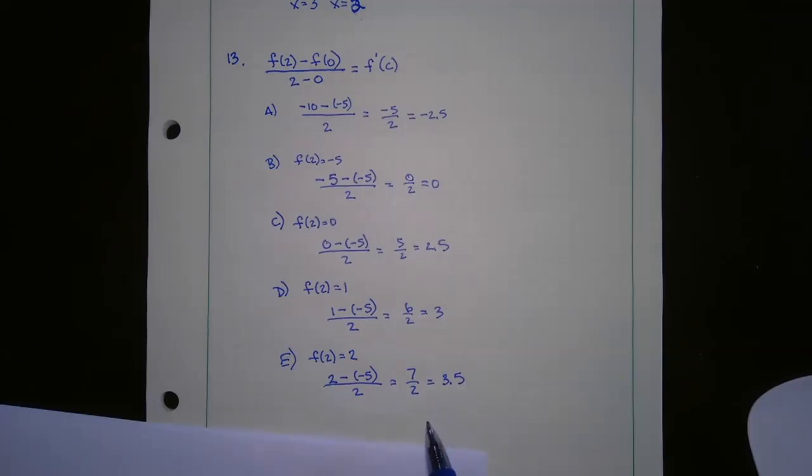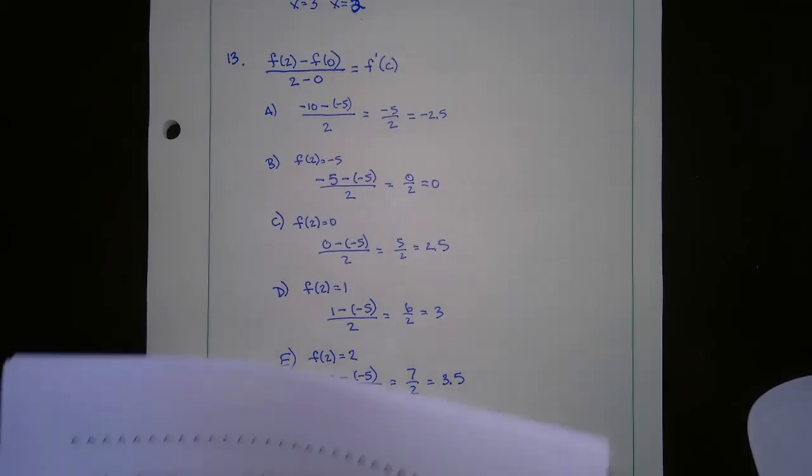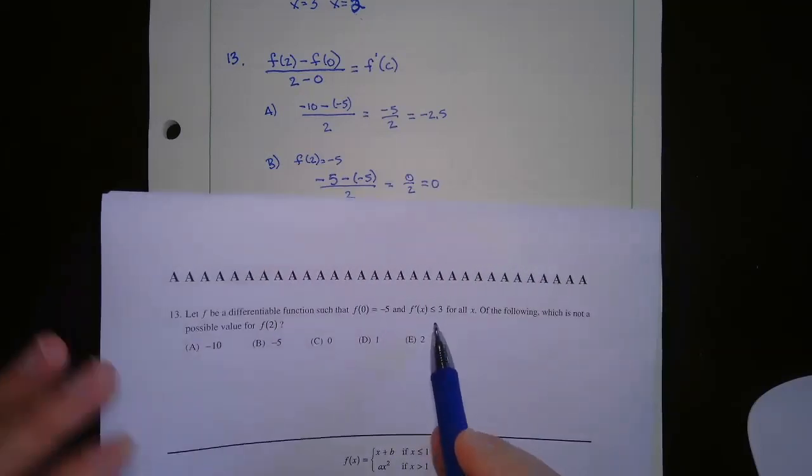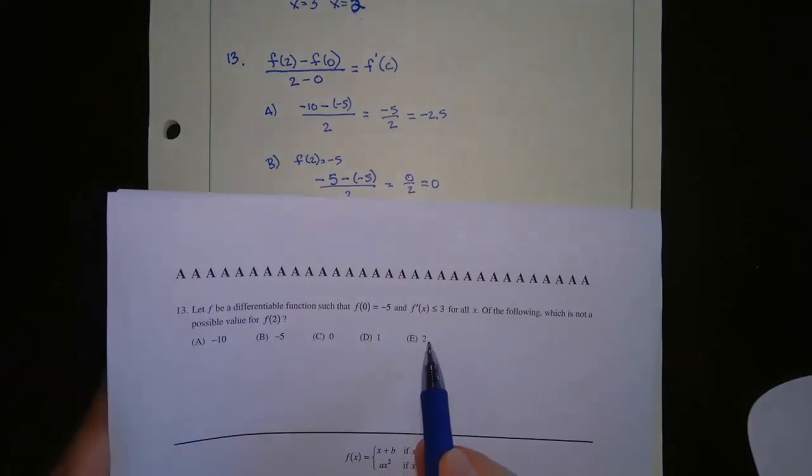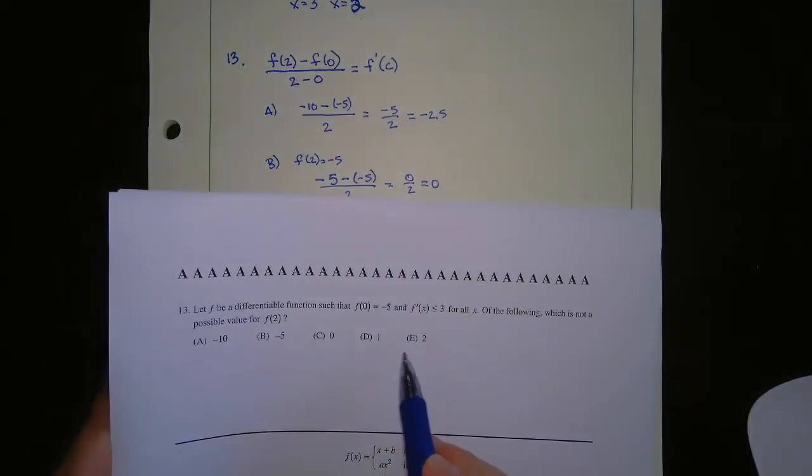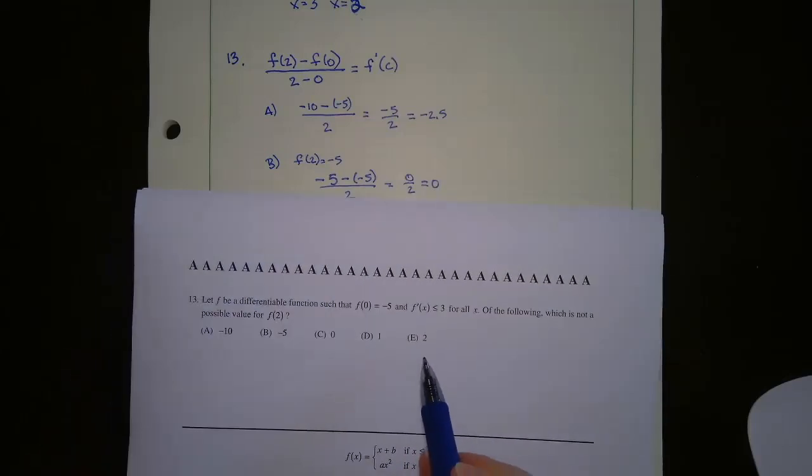Well, what does it say? It says that all the derivatives for x have to be less than or equal to 3. So the only one that it can't be is this one right here, which is f of 2 cannot be 2, because we'd have to have a derivative that's bigger than this value right here. Okay, so that's the correct answer for that one.